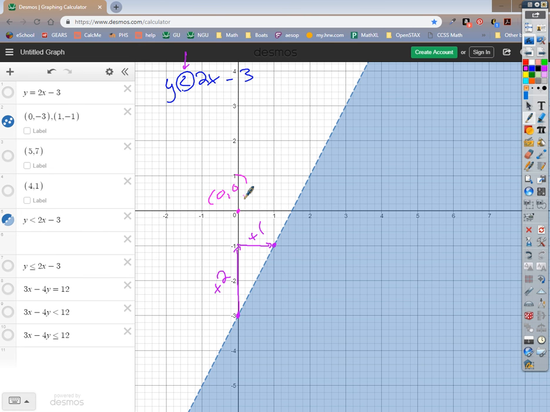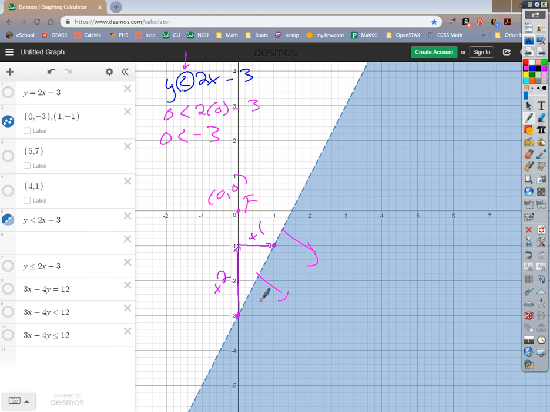So if I plug 0 in for x and 0 in for y, what do I get? 0 is less than 2 times 0 minus 3. 0 is less than -3. True or false? False. So if that's my test point and it fails, I have to shade away from it, right? That's how we get that graph. Okay? Make sense? Okay. All right, there's another way you can do this too.